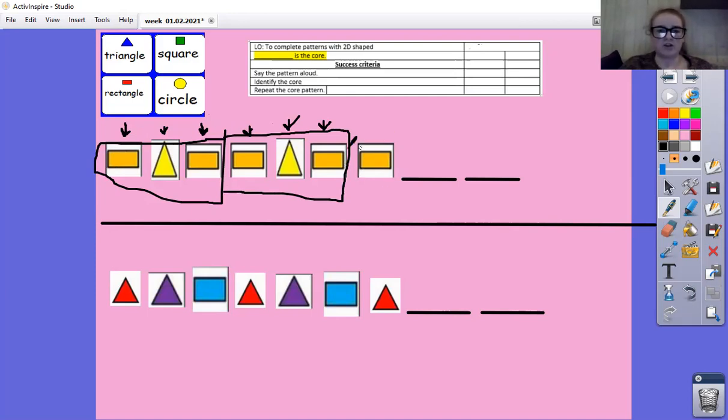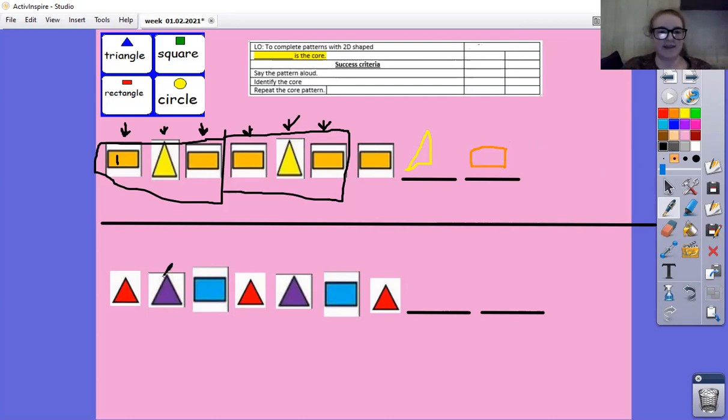So I've already got my orange rectangle. So orange rectangle is the first part. What is the next part of my pattern? It is a yellow triangle. Fantastic. And then what is the next part of my repetition after the yellow triangle? Is an orange rectangle. Fantastic. Okay. I would like you now to pause your screen and have a go at this one on your own, and then come back and we can talk about it together.